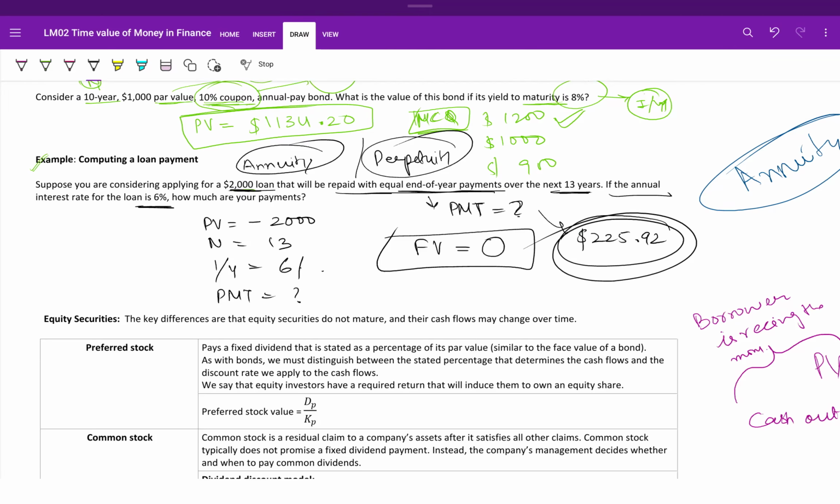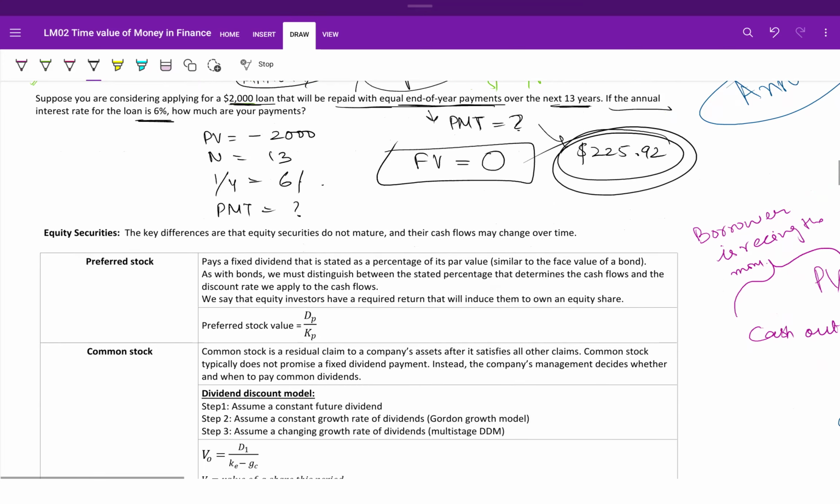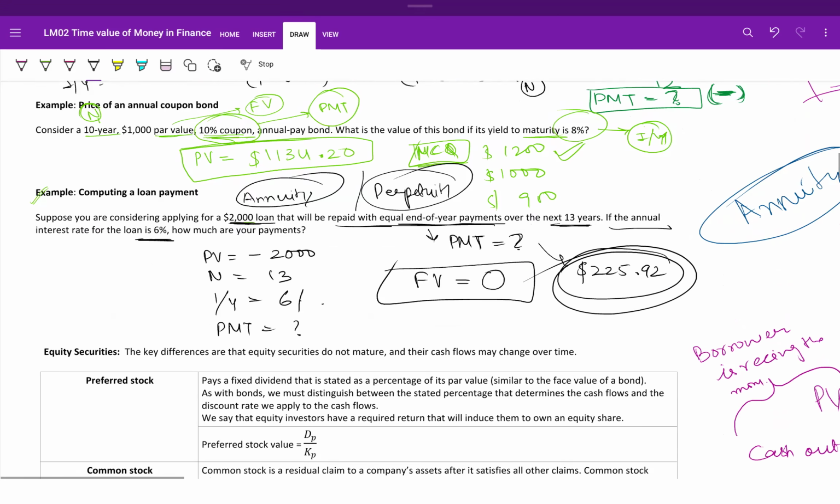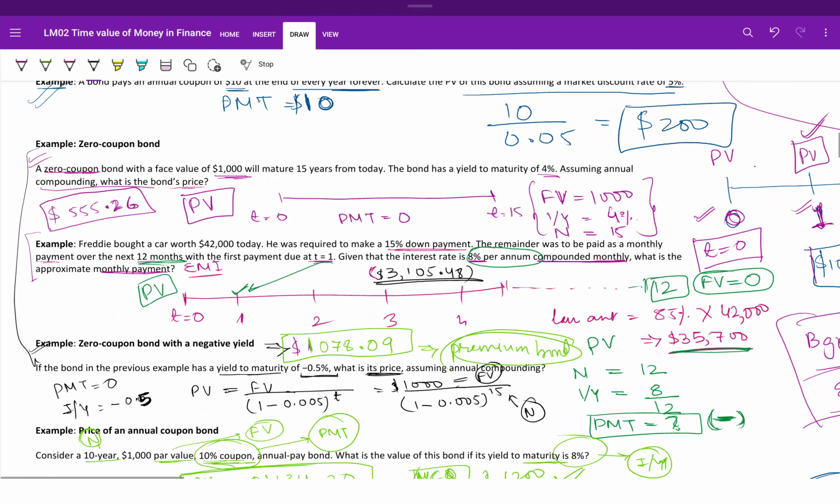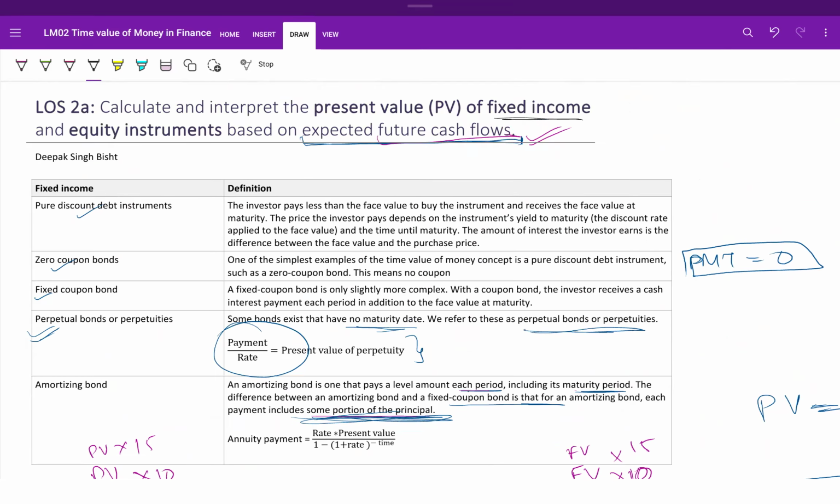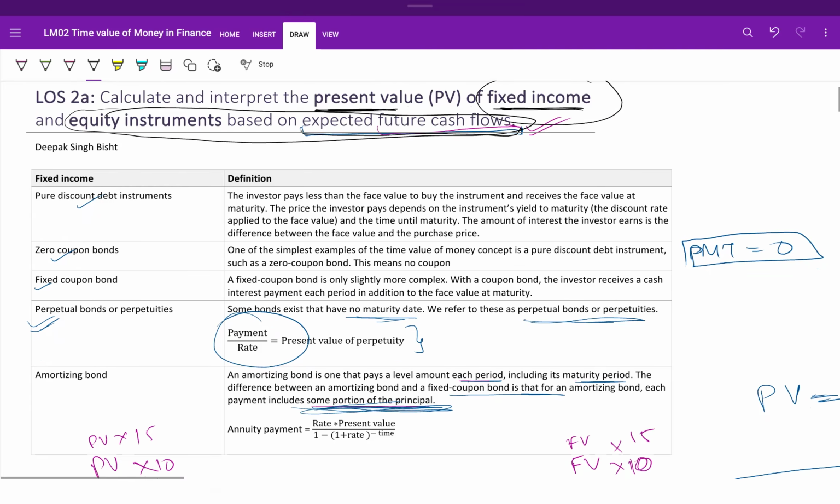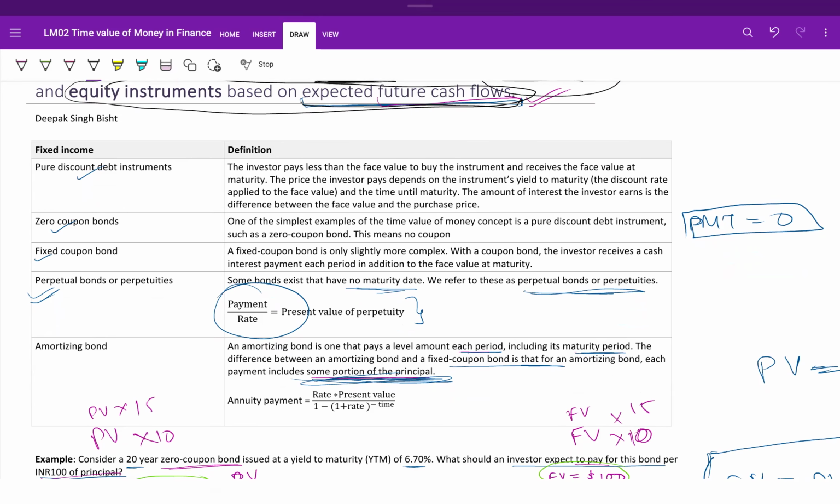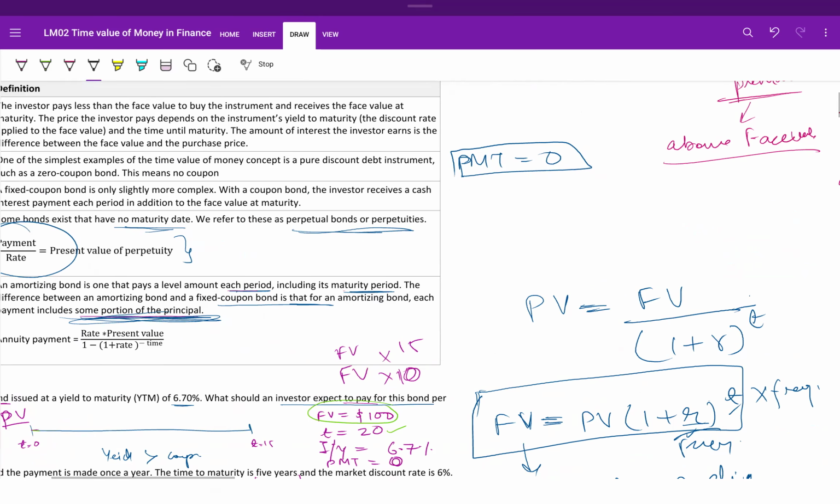In the next session, we are going to start with our equity securities. Coming back to the LOS: calculate and interpret the present value of fixed income and equity instruments based on expected future cash flows. Based on expected future cash flow, the fixed income securities are divided into discount, zero coupon, perpetual, or annuity.